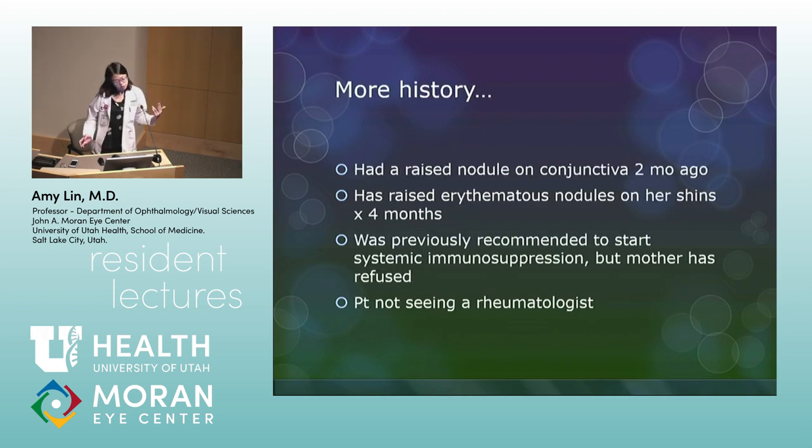So then I got some more history. She said that she had some kind of raised red nodule on her conjunctiva a couple months ago. She showed us a picture on her phone. And then she's also had these raised erythematous nodules on her shins for the past 4 months. She was recommended to start systemic immunosuppression, but her mother has refused. The patient is currently not seeing a rheumatologist.